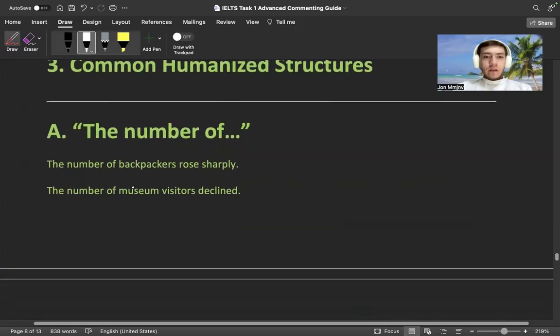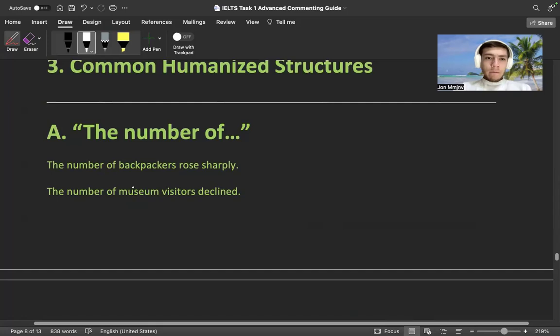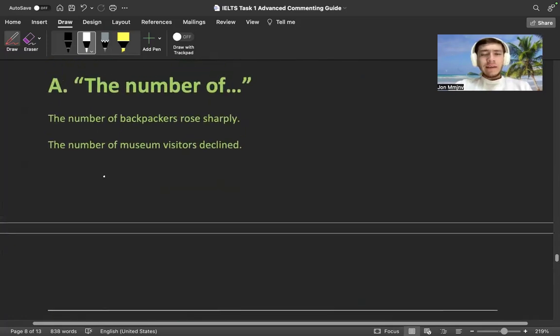So we have some structures. Using the number of solves a lot of problems. There are two things. The first is number of, and the other one is the percentage of, the proportion of, the share of. You have to be careful with those, right? If you actually have numbers, say number of.